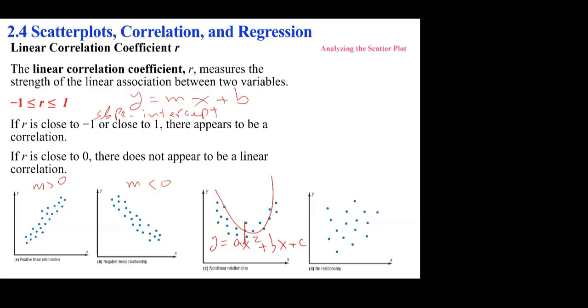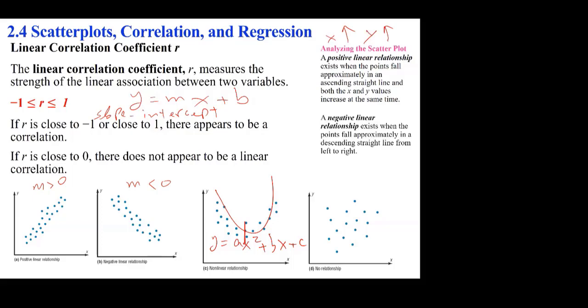All right, analyzing the scatter plot. Could somebody read that one for us, please? Positive linear relationship exists when the points fall approximately in an ascending straight line and both the x and y values increase at the same time. Thank you. Which simply put means when x goes up, y goes up. Could somebody read this one for us, please? A negative linear relationship exists when the points fall approximately in a descending straight line from left to right. Thanks. That means when x goes up, y goes down.